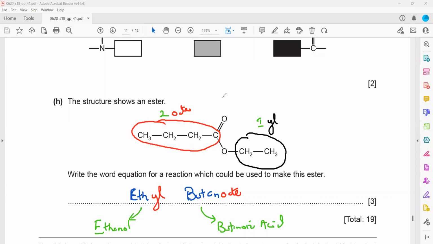So sometimes they might give you a structure. They ask for the name of the structure, and then they ask you to state what chemicals react to form this ester and what the condition is. It should be in the presence of sulfuric acid as a catalyst, because alcohol and carboxylic acid in the presence of an acid catalyst form this ester.